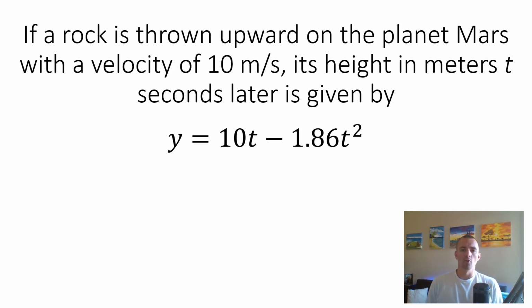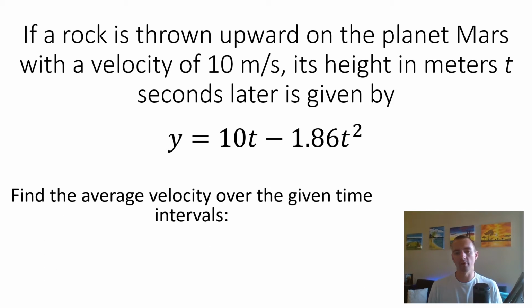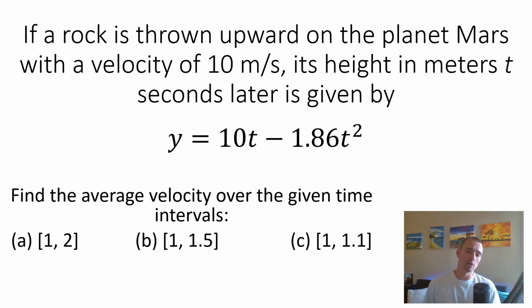So here's the problem we're going to be going over today. If a rock is thrown upward on the planet Mars with a velocity of 10 meters per second, its height in meters, t seconds later, is given by this equation: y equals 10t minus 1.86t squared. And basically what we're going to do is find the average velocity over these given intervals. In this video, I'm going to show you exactly how to do part A, and then I'm going to leave part B and C up to you so that you can get some practice. It's going to be the exact same process, and once I go over part A, you should be pretty good with part B and C.